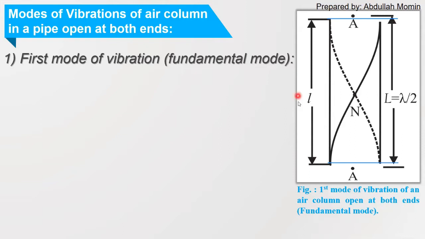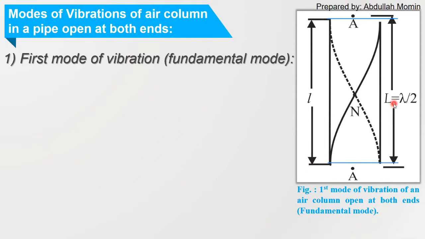So here small l is the length of the pipe and E is the end correction which we will get at one open end of the pipe, and at the other open end we will also get end correction. So here the total length of the pipe can be written as small l plus E plus E. That means small l plus 2E, and the corrected length can be written as capital L.